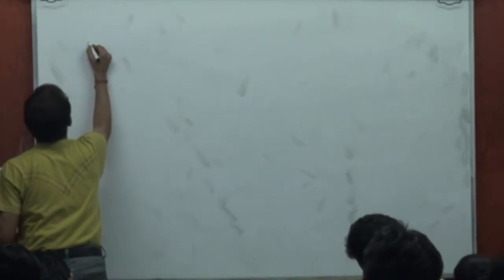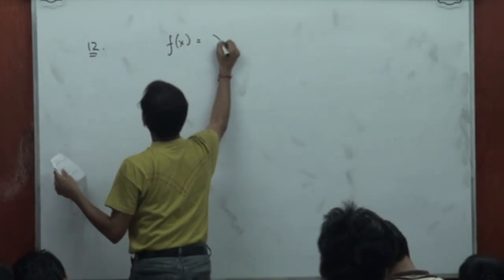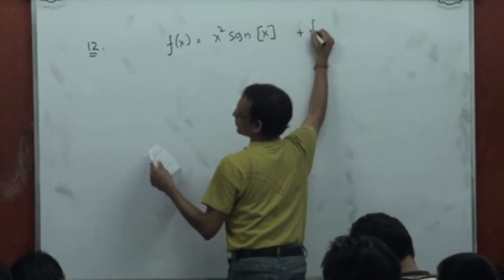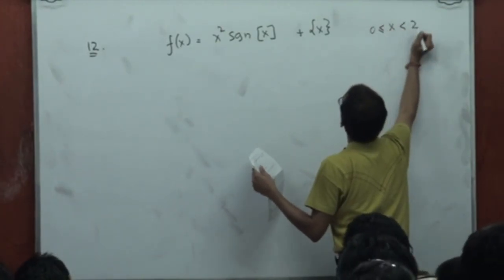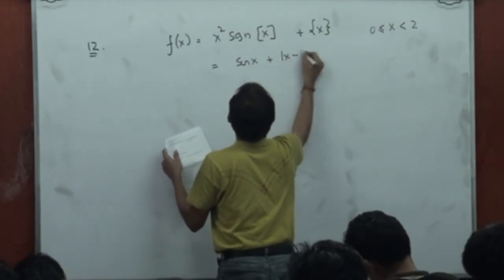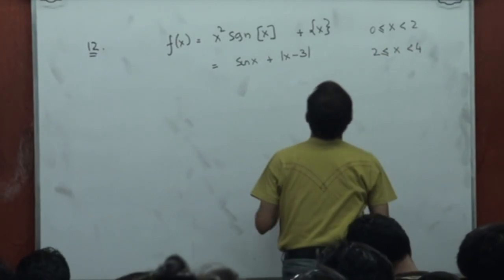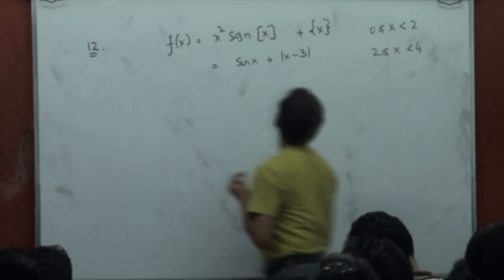Okay, come back to the sheet. We want to check this function for differentiability at x equal to 1 and 2.